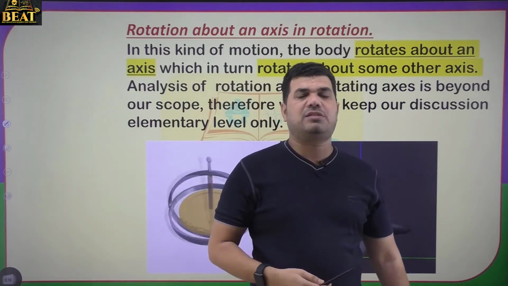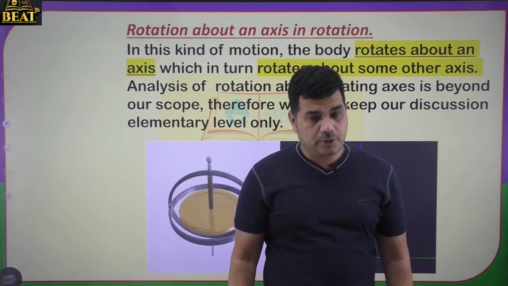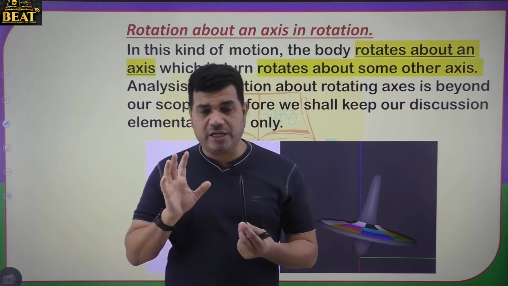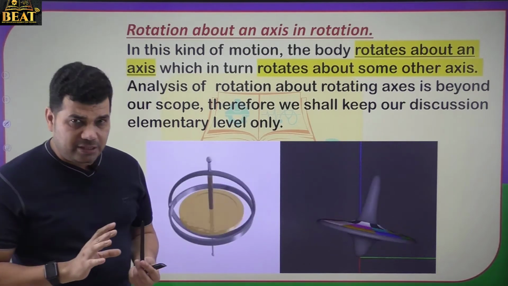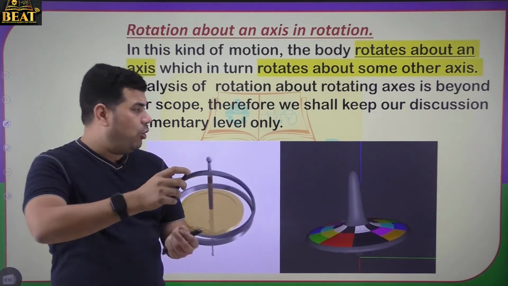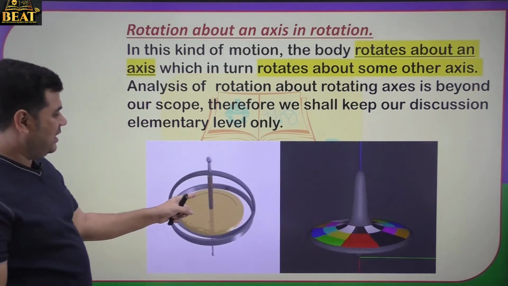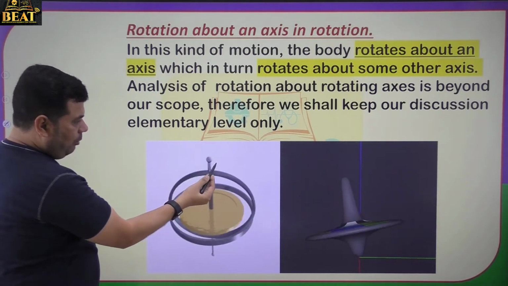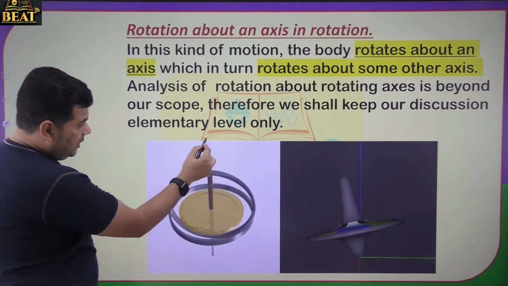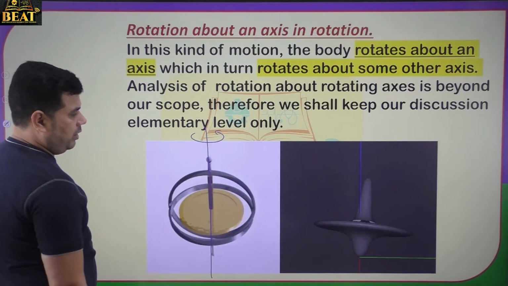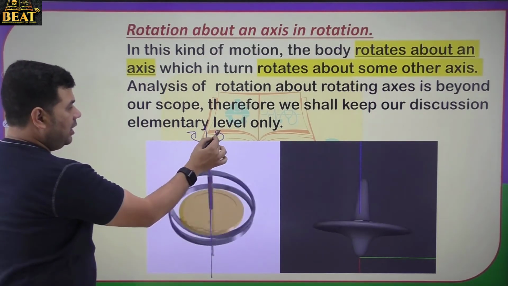Rotation about an axis in rotation means a body is rotating about a particular axis, but that axis is also rotating about another axis, as you can see in the example here, right? This body is rotating about this axis, but this axis is also rotating about this one. As you can see, suppose this is the type of motion here.